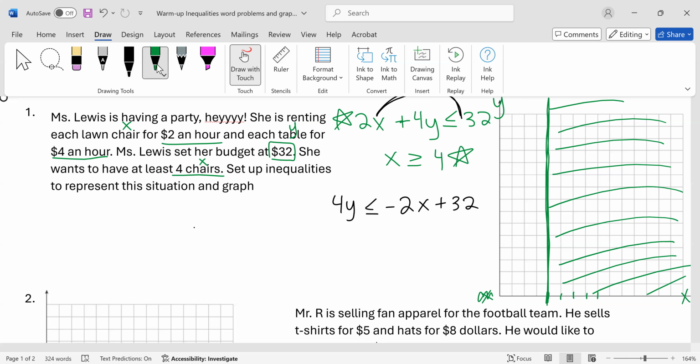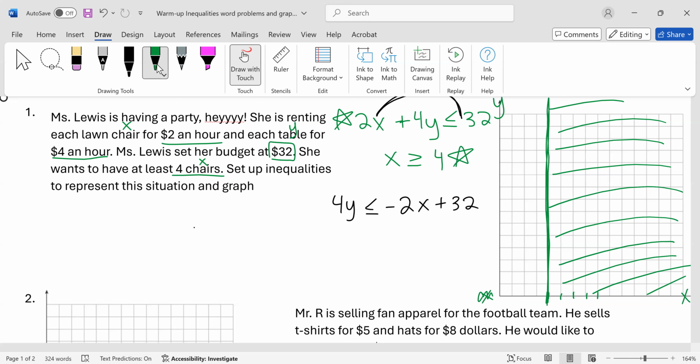Now, this is a less than or equal to symbol. It looks like an L. So I'm going to go down from my line. The double shaded region is right here. This is the area that is shaded twice. That is where your solutions are.